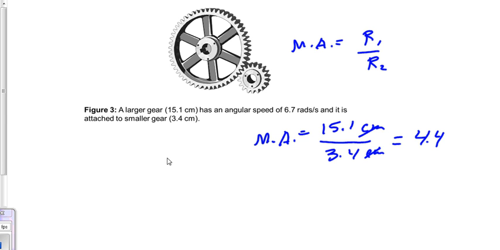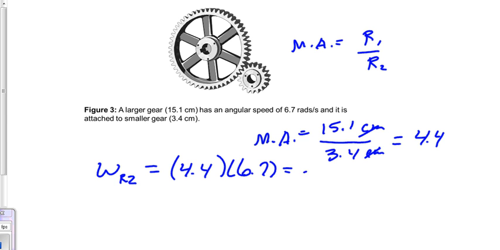So if I want the angular velocity of the smaller gear, so I'll say the radius 2. So the omega of radius 2, let's just label it like that, that's going to equal 4.4 multiplied by the angular velocity of the larger gear, which is 6.7. And that gives us 29.8 revs per second for the smaller gear.